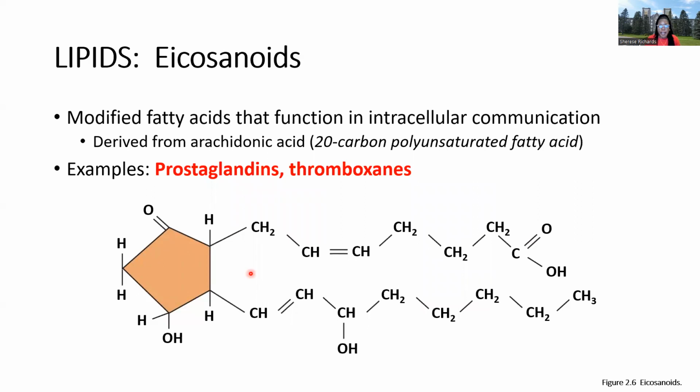The other class of fats here are eicosanoids. Eicosanoids are modified fatty acids. They're really important for intracellular communication. So they're derived from really long polyunsaturated fatty acids, so really long complex fatty acid structures that can have 20 or more carbons attached. Some of the more common examples are prostaglandins and then thromboxanes. Both of these components are important for cellular communication.